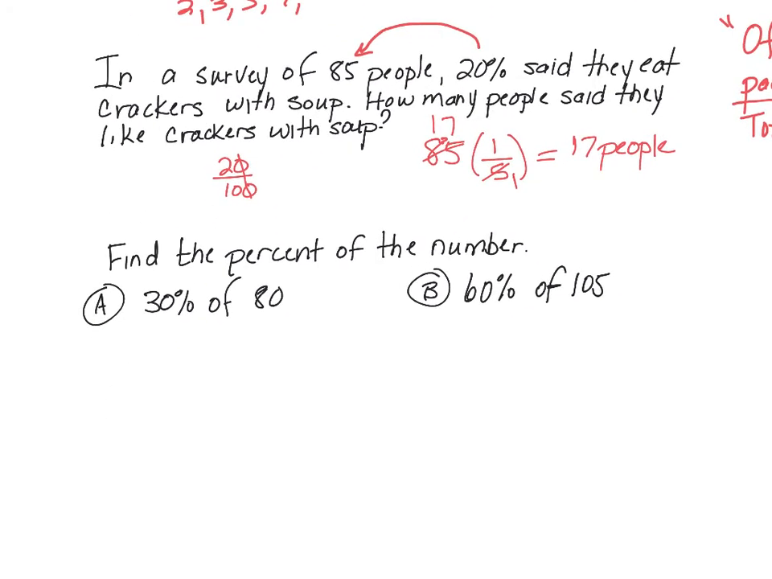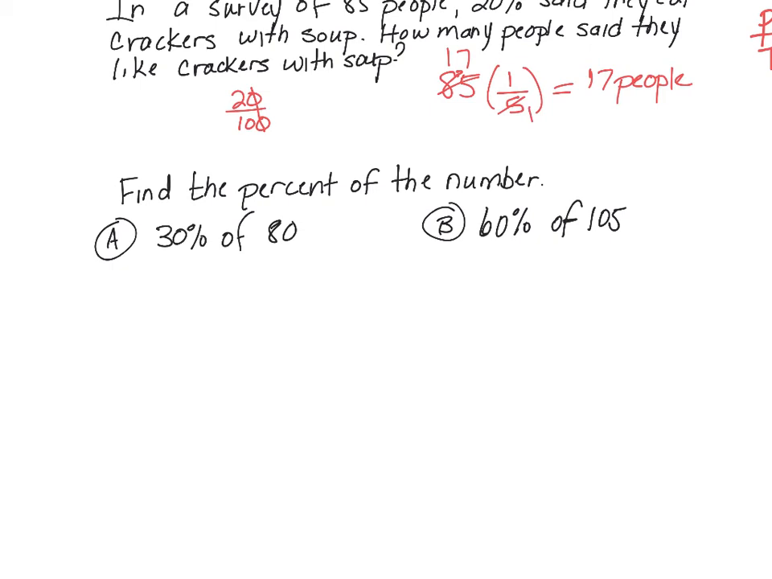It says find the percent of the number. A says take 30% of 80. B says take 60% of 105. On A, what is 30% as a fraction? Alex? That's 3 over 10, times, because of means multiply, 80. Isn't that easy to do? How many times does 10 go into 80? 8. So 8 times 3 is 24. How many of you got 24 on that one?